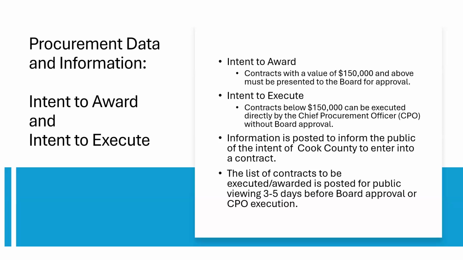This information is posted to the public in order to inform of the intent of Cook County to enter into a contract, whether it's via execution or board approval and award. The list of contracts is posted for public viewing 3 to 5 days before the board meeting or before the CPO is scheduled to execute. So this is the period where you can take a look at the contract and send any feedback if you want to. If you have any protest information or you are thinking that maybe your bid was better, this is your opportunity to let us know that. And again, that does have to be reviewed by the CPO and approved if you send anything like that. But the point of this is so you are aware of contracts we're planning on entering into.